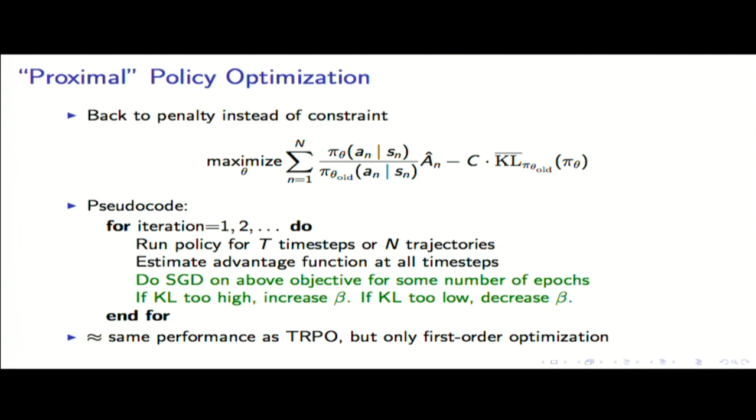It turns out that this much simpler algorithm has about the same performance as trust region policy optimization, but it only requires first-order optimization instead of requiring you to do conjugate gradient with second derivatives. So actually, this is a good one to implement if you just need a good practical algorithm.